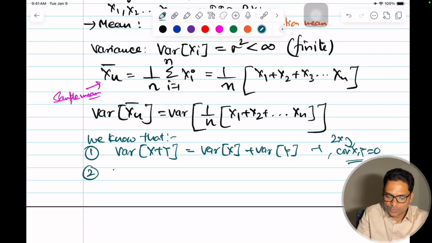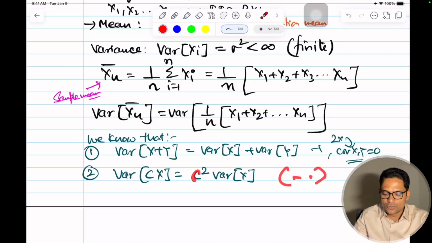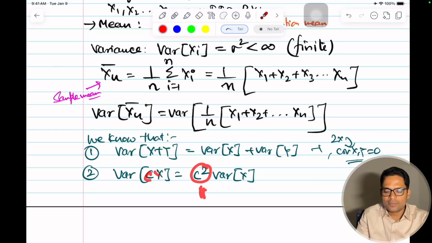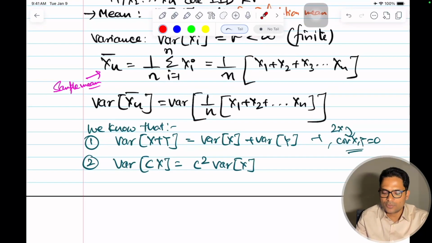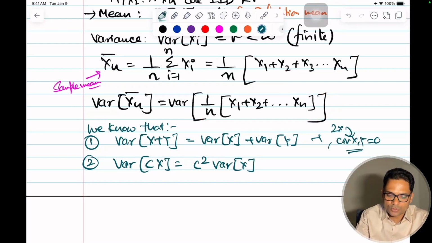This is simple: the variance of a constant c times x is equal to c square times the variance of x. This is a constant, and variance is all square terms, all the terms are squared. So if you multiply every term by c, c square will be multiplied with the variance. You can check it with a simple example and you will get this. So these are the two things. Now based on these two things, we'll recompute what this comes to be.